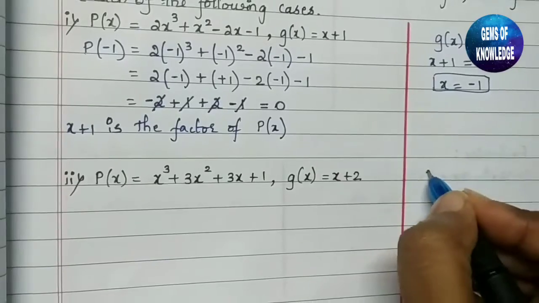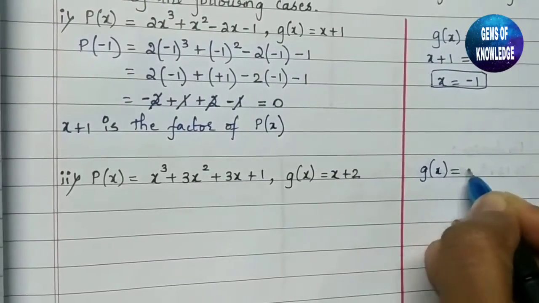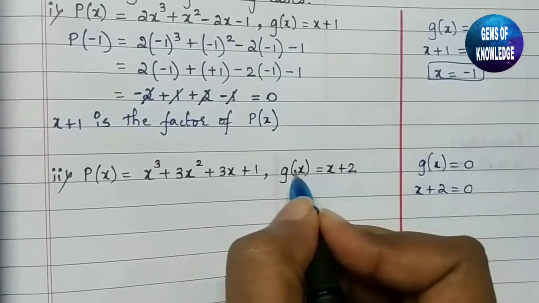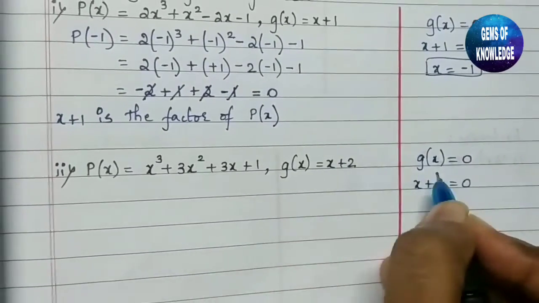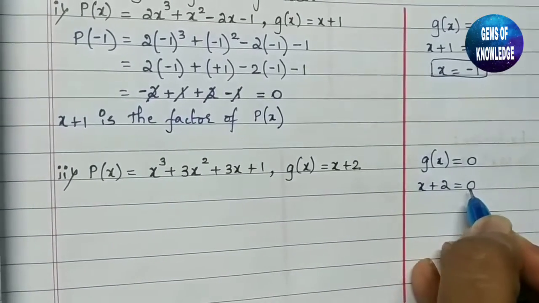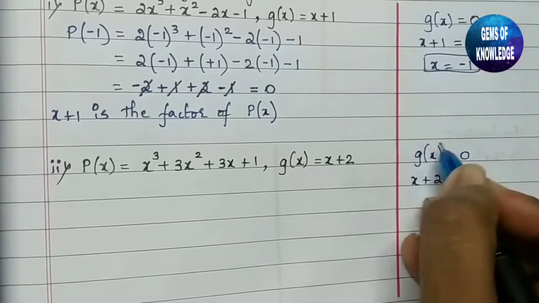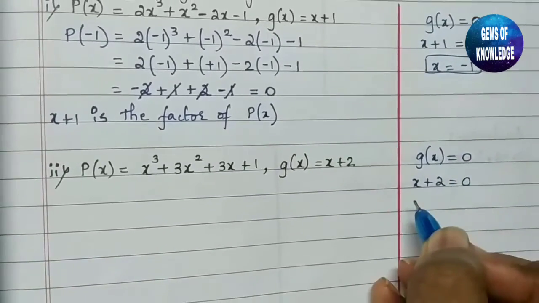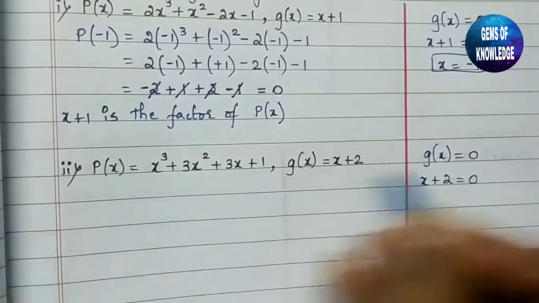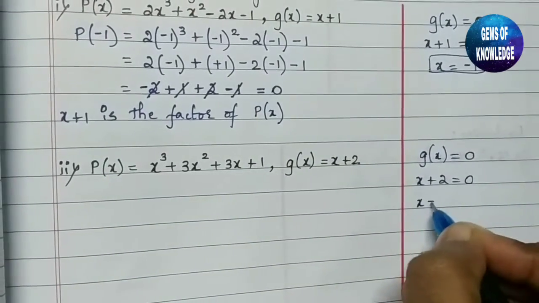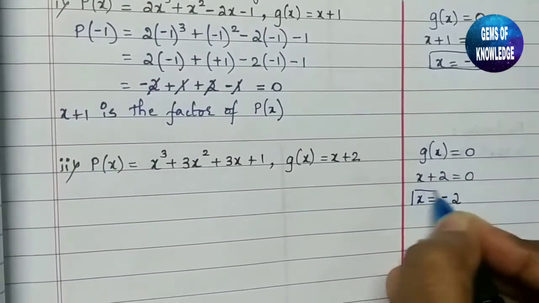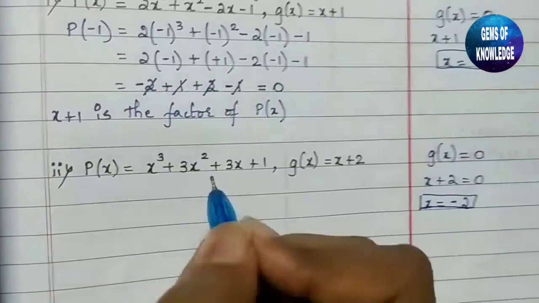In place of g of x you should equate it to 0. So here you will get x plus 2 equals 0, because g of x here is given as x plus 2. Why do we need to equate this to 0? Just to find out the value of x, and we need to substitute that value of x into here. So here we are getting x equals, when we move this to this side, minus 2. So here we got the value of x equals minus 2.